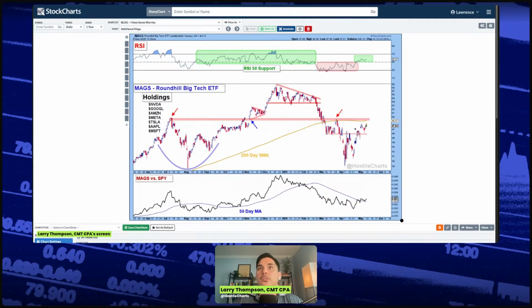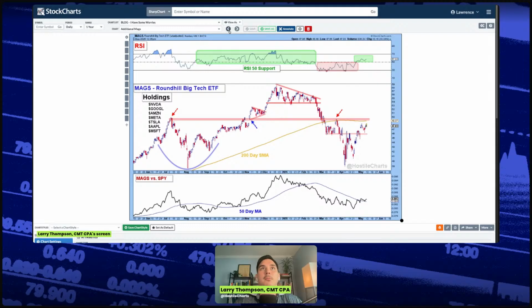So overhead supply means there's a place where sellers have shown up in the past. So there's a chance here that the sellers could supply the market with stock, AKA there's an abundance of supply and not a lot of demand, AKA price corrects. That's how I think about overhead supply. And that's what we see. This $50 level is key in the Mags.